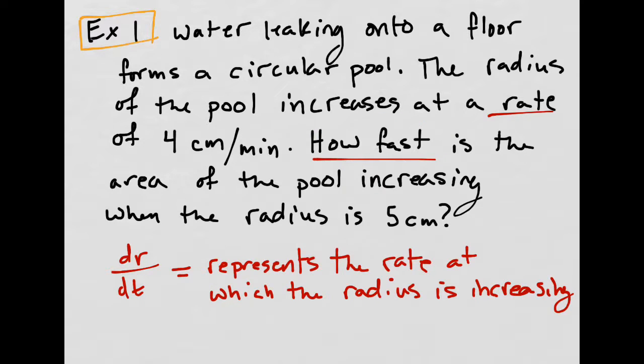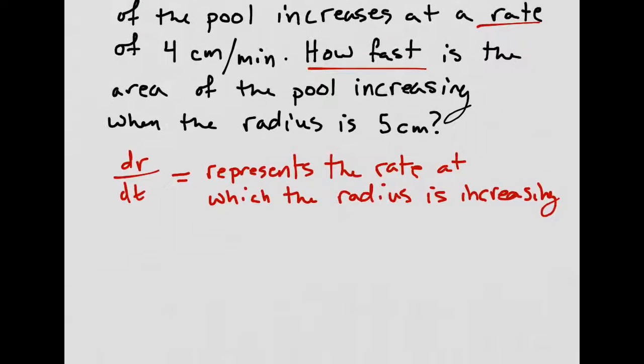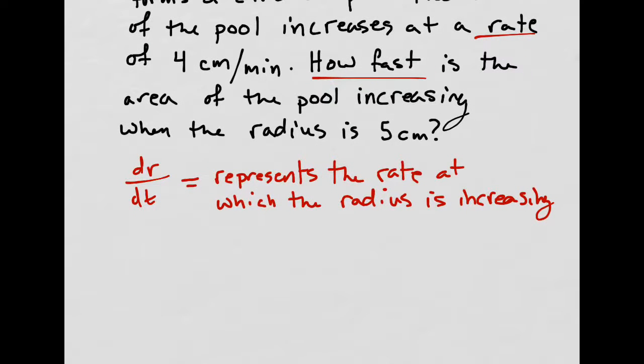And then it's asking for another rate. How fast is the area changing? Usually you denote area with a capital A. We're thinking about it with respect to time, so that will be represented by dA dt. This represents the rate at which the area is changing with respect to time.